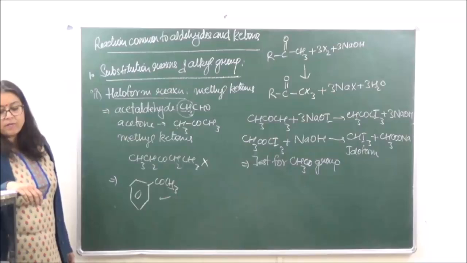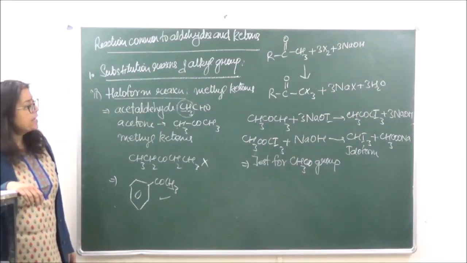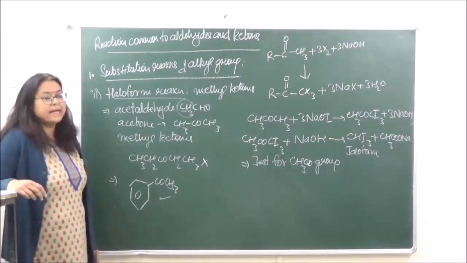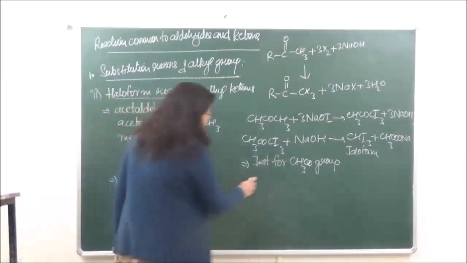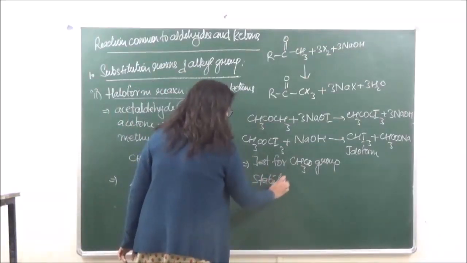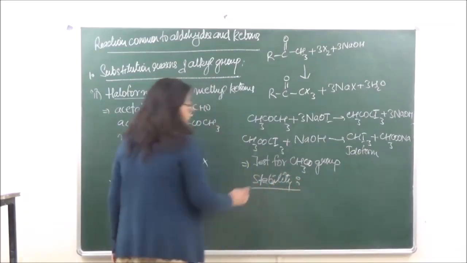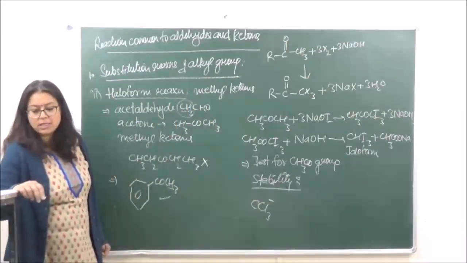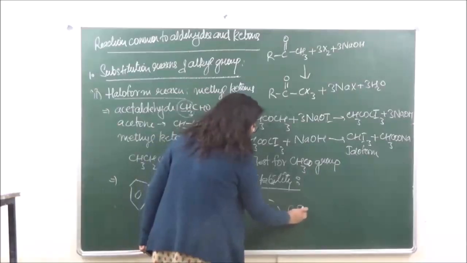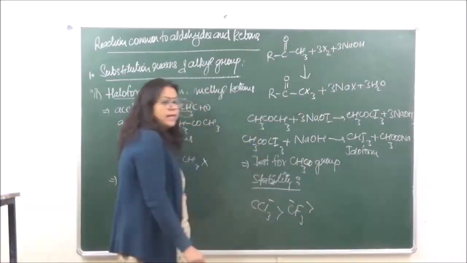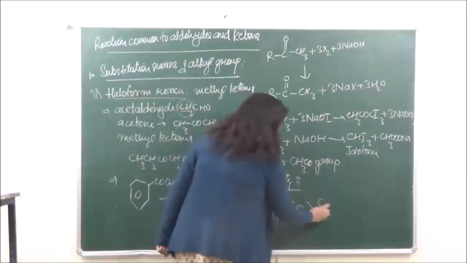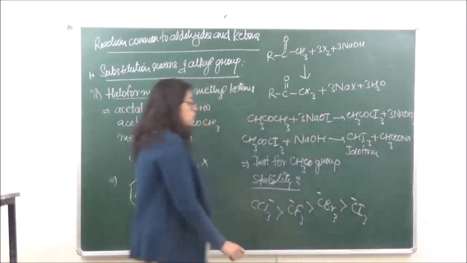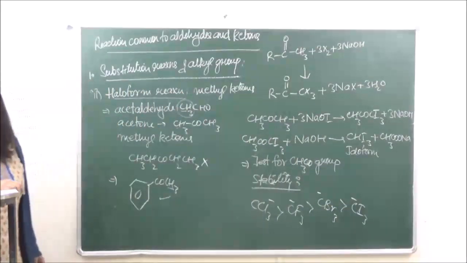Right? Now over here, when we are talking of relative reactivity of what is going to be formed as the halide, it is seen that the order of stability of the halide is going to be CCl3 negative, that is going to be most stable, then CF3 negative, then CBr3 negative. This is going to be the order of stability of the anions which are formed over here.